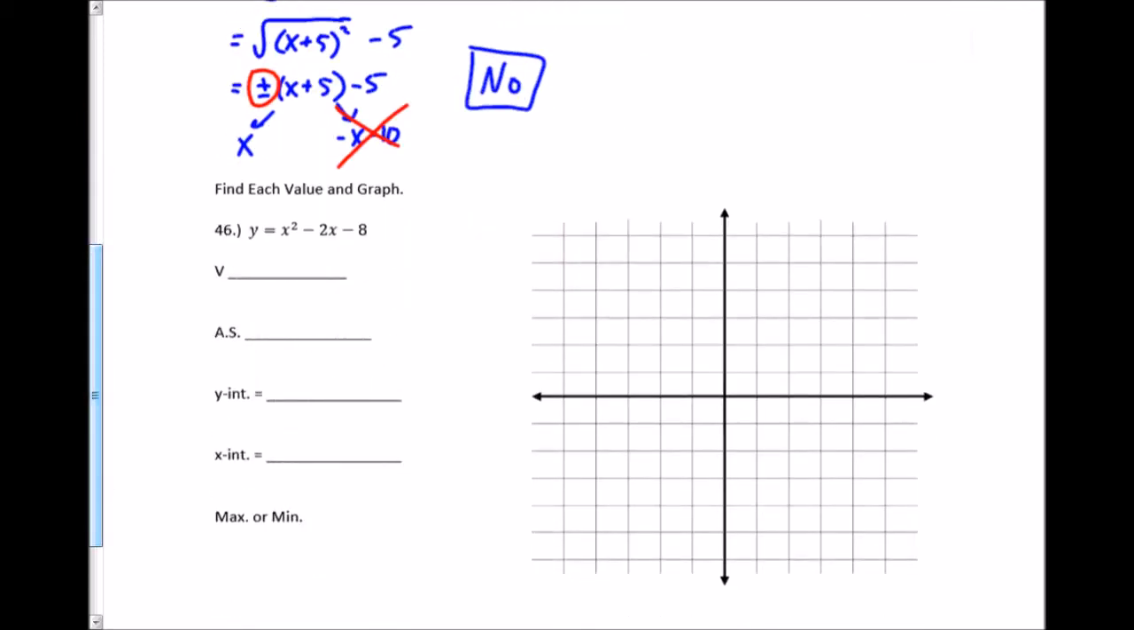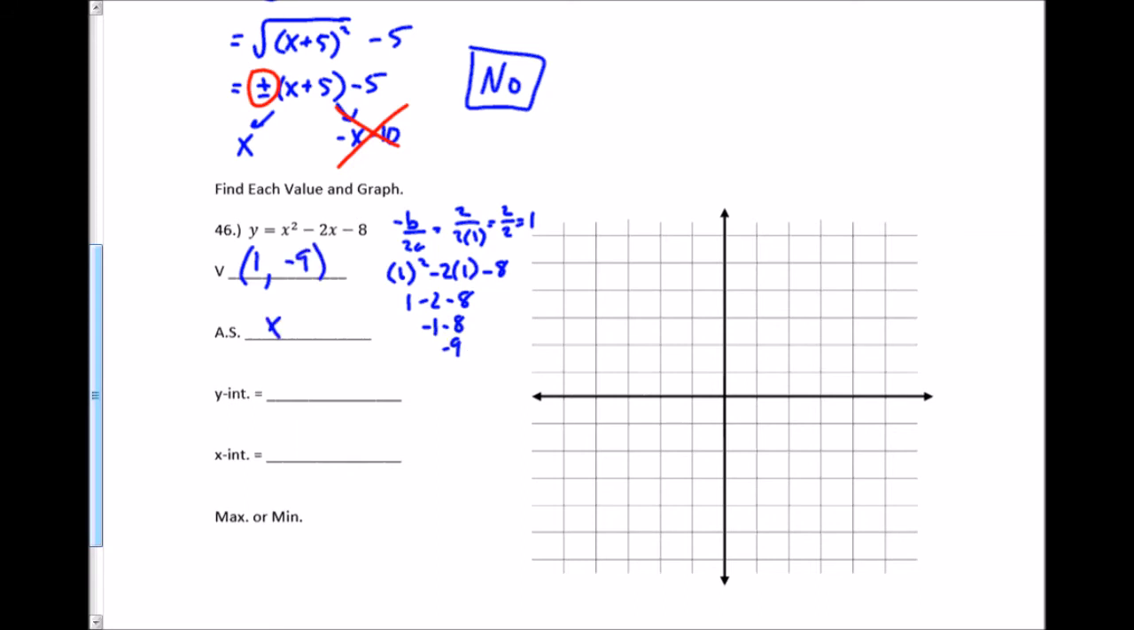For this one, it says find each value in graph. I want to find the vertex. To find the vertex, I do the opposite of b over 2a. So that's a 2 over 2 times 1, which is a 2 over 2, which is 1. That's the x value for my vertex. And then I plug it back in to get the y value for my vertex, which is going to give me a -1 minus 8, which is a -9.